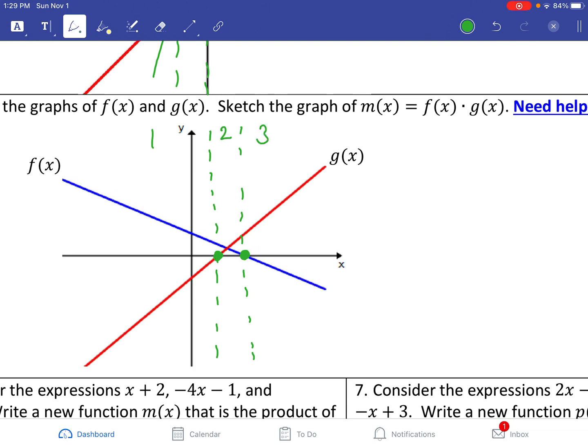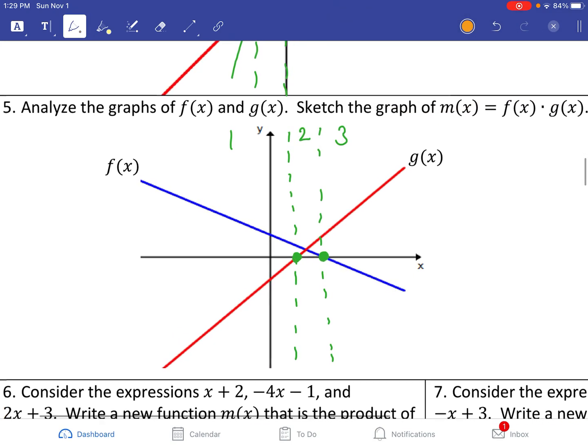Okay, so let's do our different colors here. In the first region, our blue line is positive, our red line is negative. So a positive times a negative is equal to a negative. In the second region, we have a positive and a positive line. And lastly, we have a positive times a negative. Positive times a negative is a negative. Okay, so let's erase my circles here.